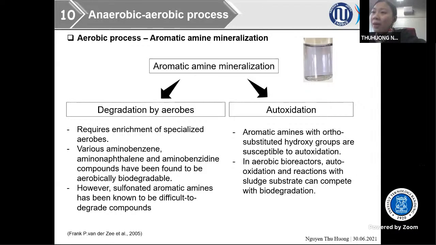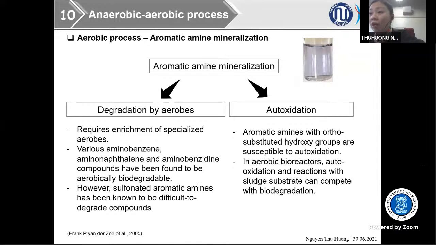In this process, there may be 2 processes in the aerobic reactor that scientists have reported for these compounds. The first is mineralization by aerobes. This process usually requires the enrichment of a specific group of microorganisms. Several groups of aromatic amines have been shown to be aerobically degradable. However, the sulfonated groups are often difficult to aerobically degrade due to the hydrophilic nature of sulfonate groups, which interferes with membrane transport. Another process you can see on the slide is self-oxidation or auto-oxidation.